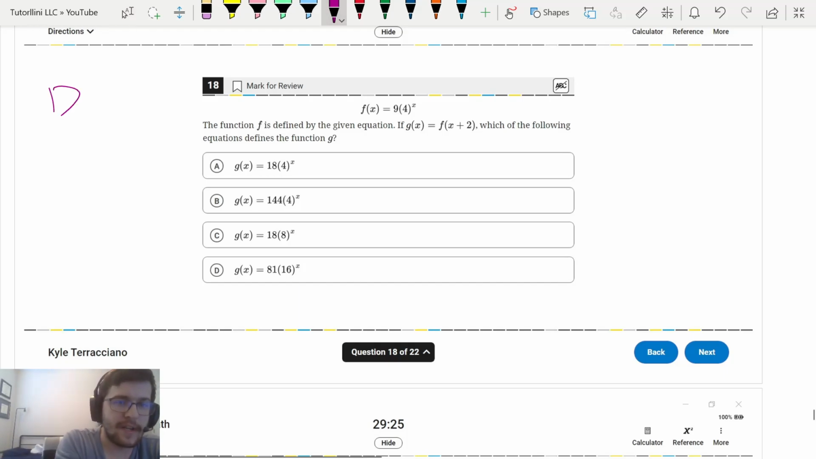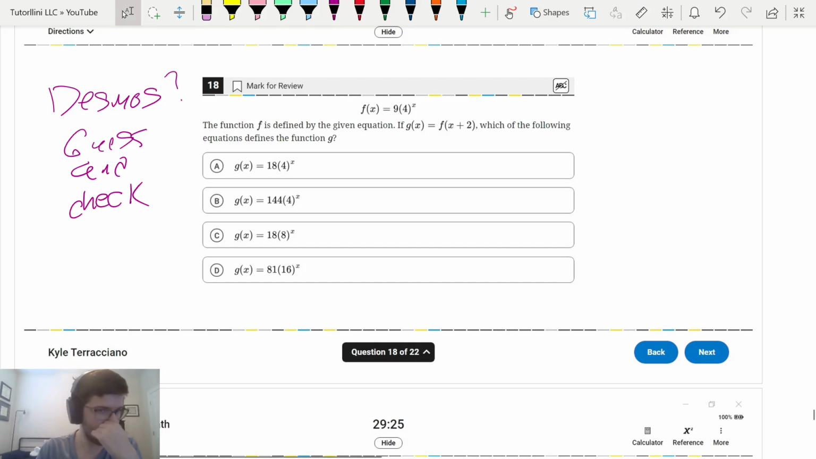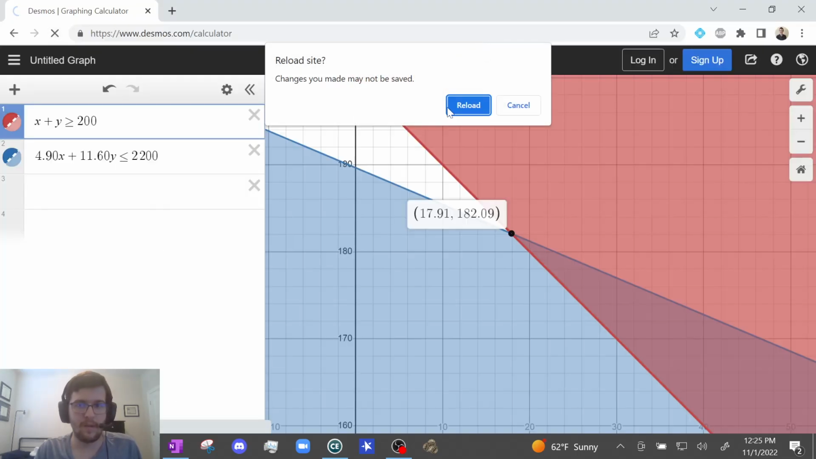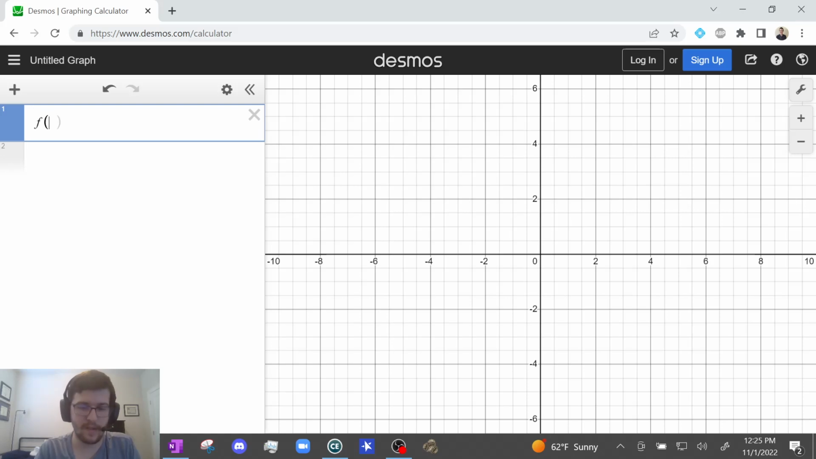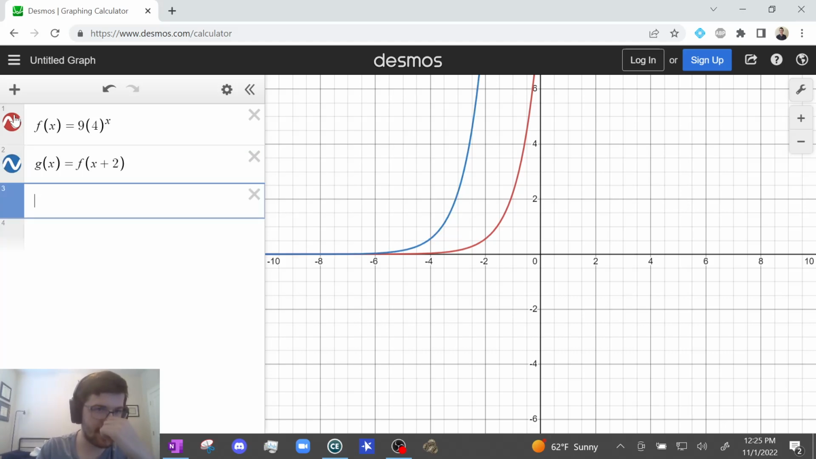All right, this one is great for Desmos guess and check. Why don't we do that first? So f of x, let's do it. f of x equals 9 times 4 to the x. And then g of x equals f of x plus 2. And then I'll just unhighlight the red. And now we're going to plot all these other functions and see which one is the same.